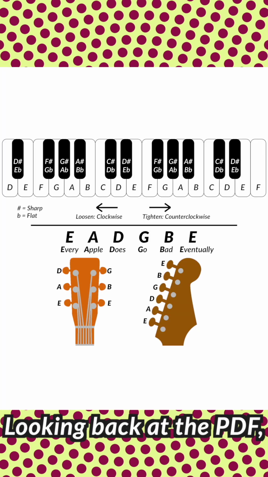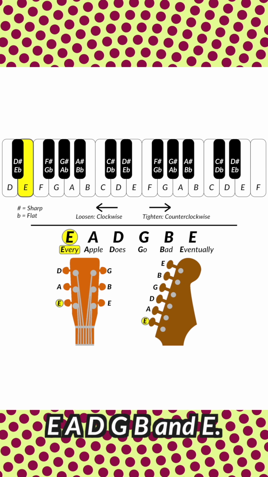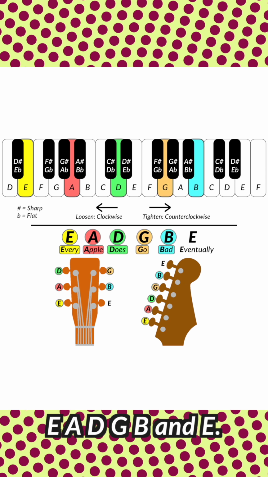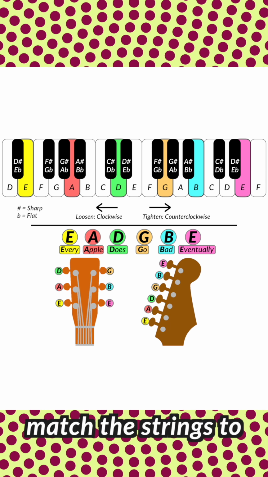Looking back at the PDF, we want the strings to sound like those same notes on the piano. E, A, D, G, B, and E. So we're going to use the tuner to help us match the strings to those notes.